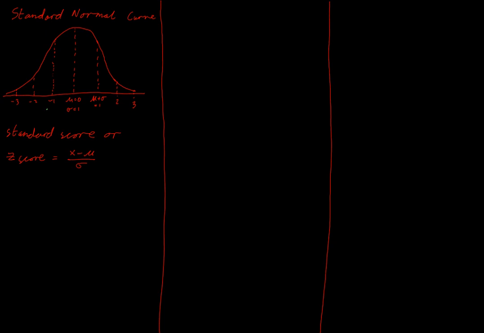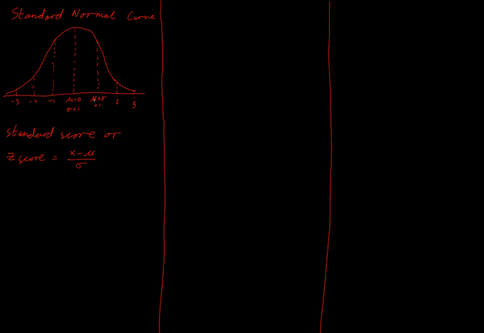Well, there we standardize our normal curve, and the formula we use to do that is this one here, which gives us what's called a standard score or a z-score. Z-score being the more common one on the exams so far. And our z-score relates back to this standardized normal curve.